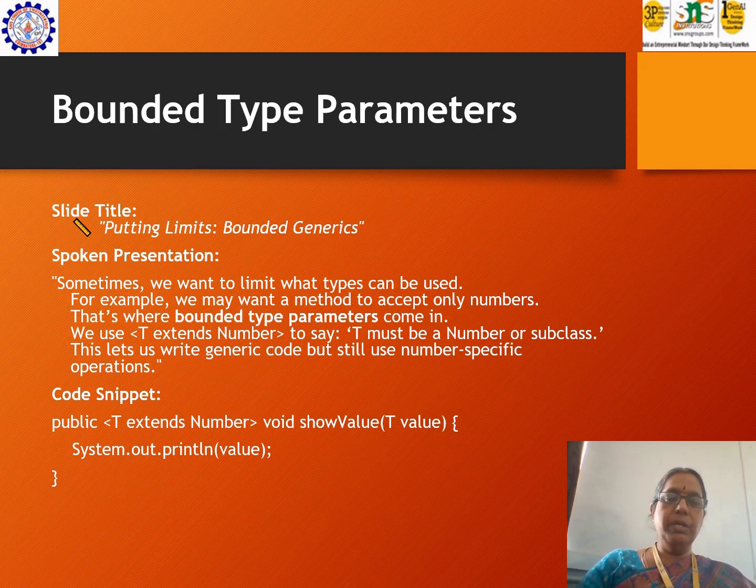So this code is going to have public <T extends Number> and a method showValue, which is going to take the value in T and print the value. Remember here the method can use a value in T which should be only a number, which can be a whole integer or it can be of a float type.